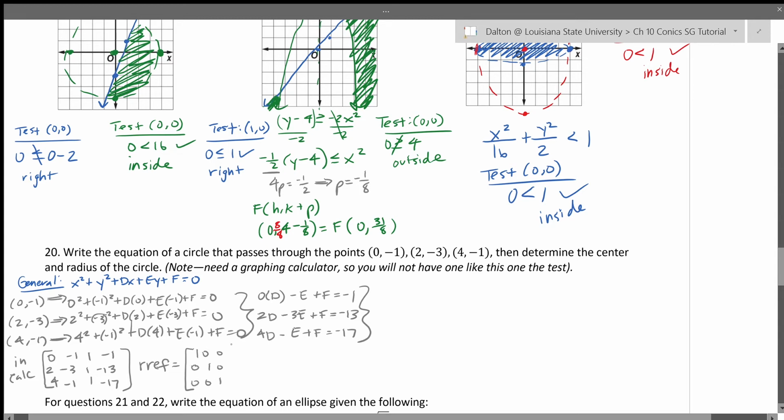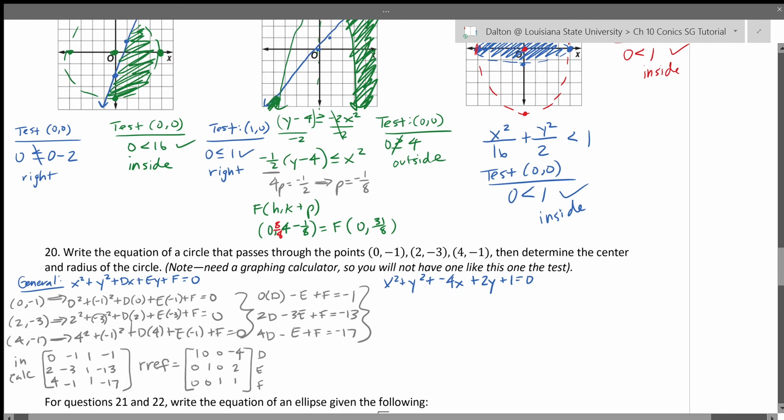And then the 3 numbers in your last column, negative 4, 2, 1, those are the coefficients for D, E, and F. So that means you can go back to your original general equation and substitute those values in for D, E, and F. So if I do that, I've got x squared plus y squared plus D is negative 4x plus E is 2y, and then F is 1, so plus 1 is equal to 0.